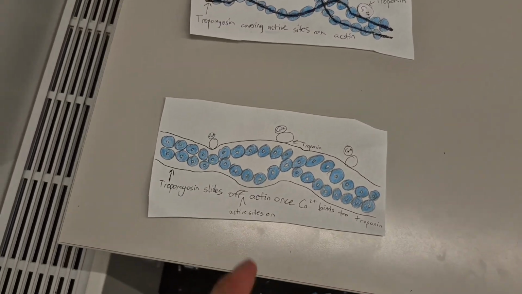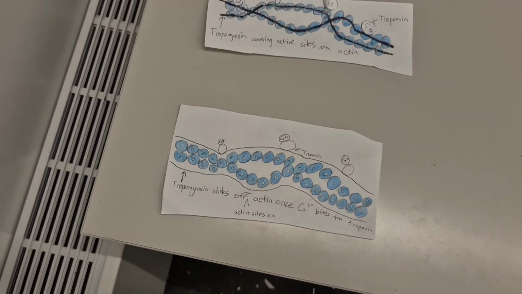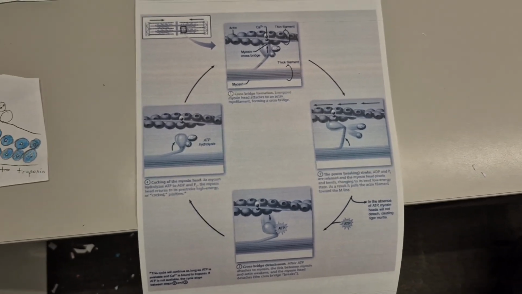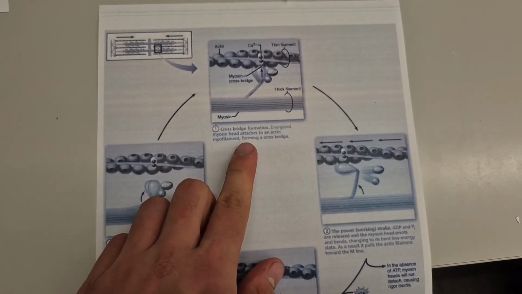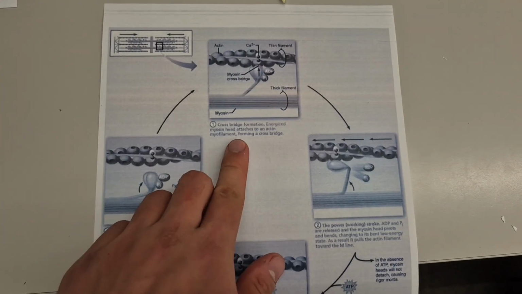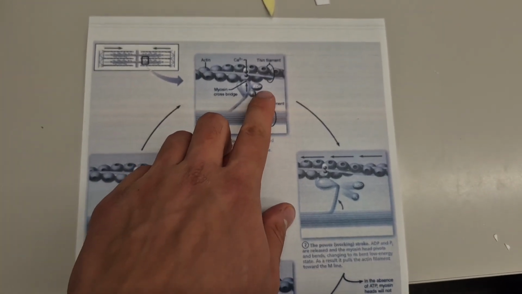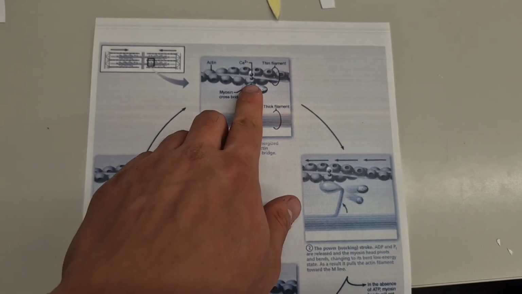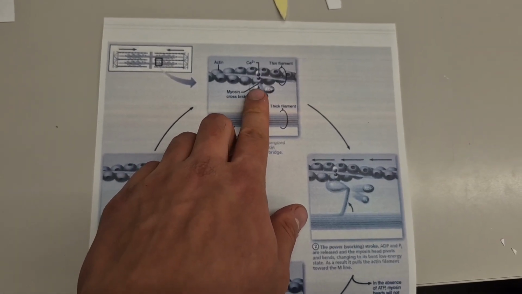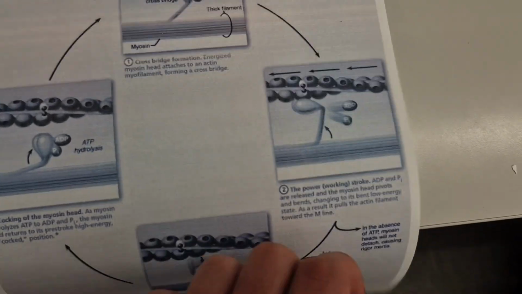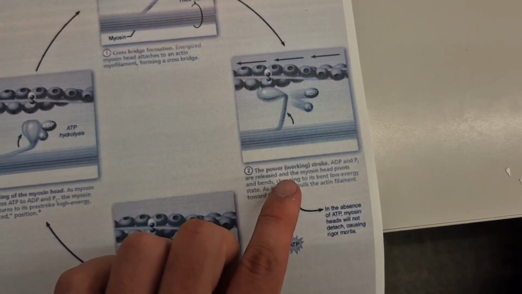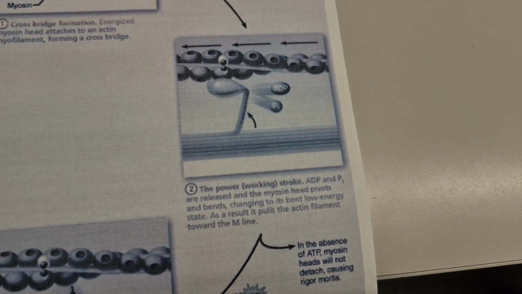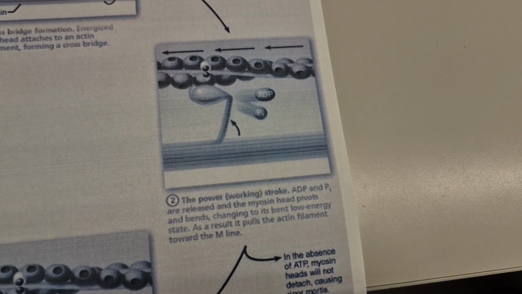Once we have this setup, we can now go into excitation-contraction coupling. With excitation-contraction coupling, we start out with cross-bridge formation. We have an energized myosin head with ADP and phosphate on it, and the myosin head is bound to the active sites on actin. Then the next stage is called the power stroke, and for that power stroke to occur, the ADP and the phosphate release from the myosin head.